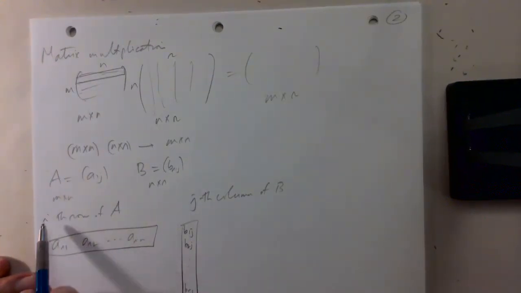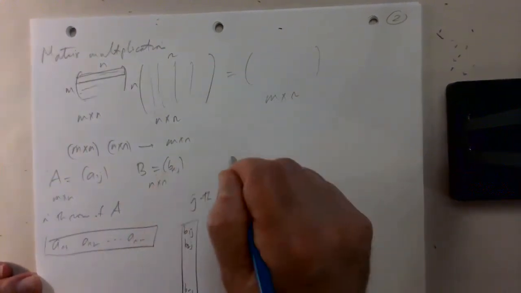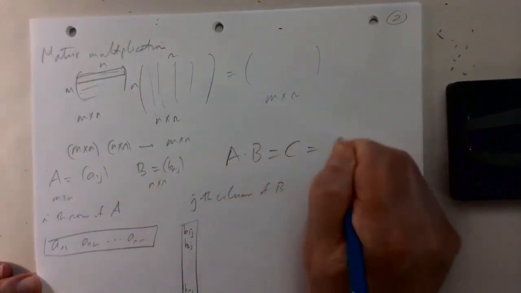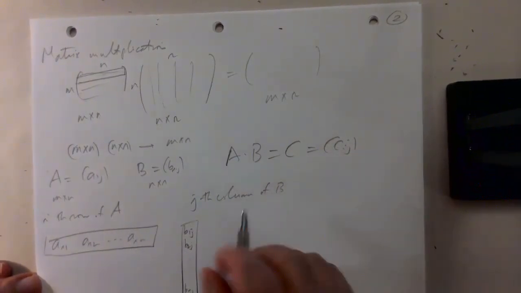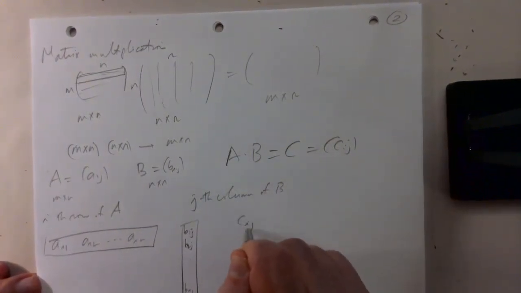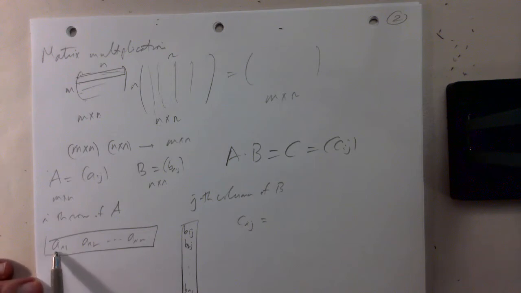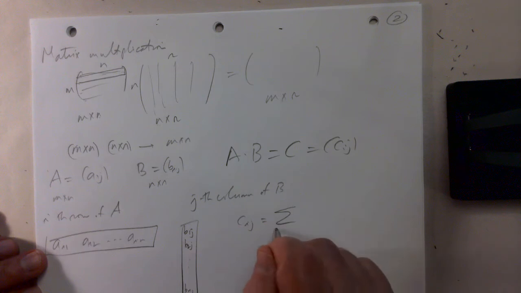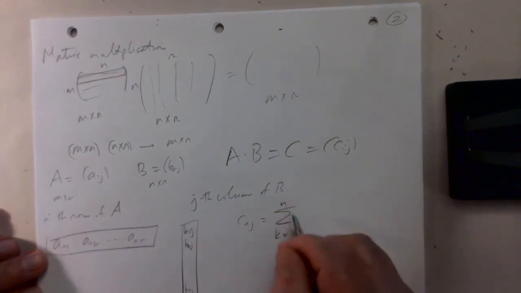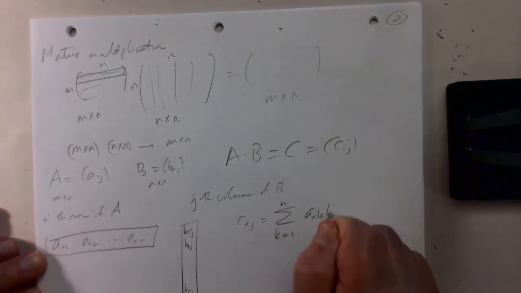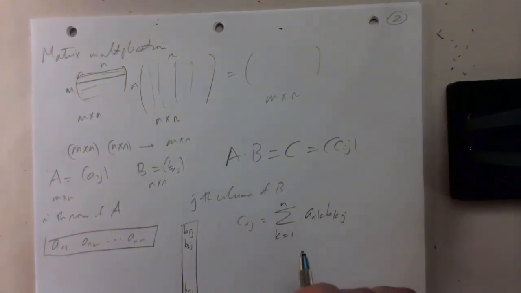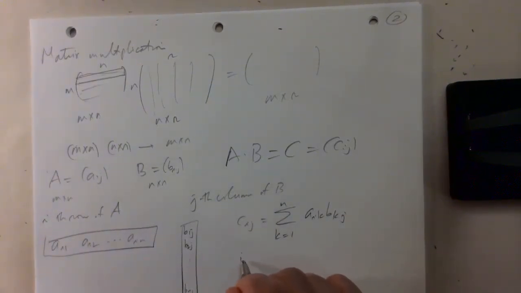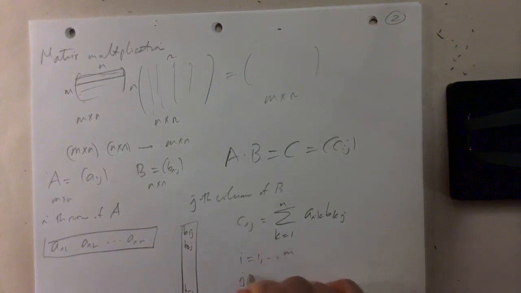And if you multiply the ith row of A by the jth column of B, I'm going to say that A times B is the matrix C, which has coordinates Cij. So the coordinate Cij is what you get by multiplying term-wise the coordinates of this row and this column and adding. So we would say the summation, K goes from 1 up to N, of AIK times BKJ, for I going from 1 up to M, and J going from 1 up to R.